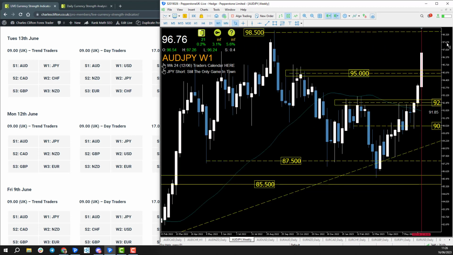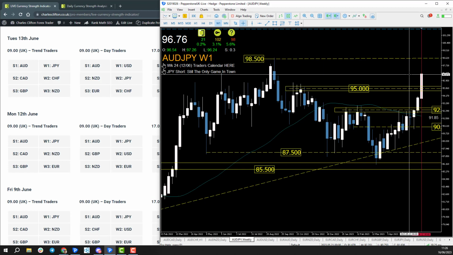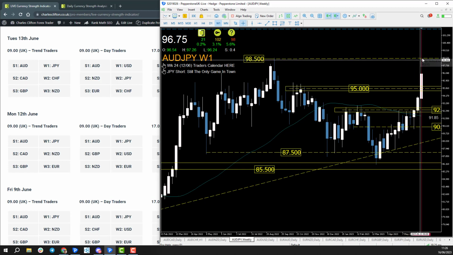98.50. If I just jump to that weekly chart, you can see 98.50, these highs here around about the 11th to 13th of September of 2022. So looking to see if that will be our overall target there.